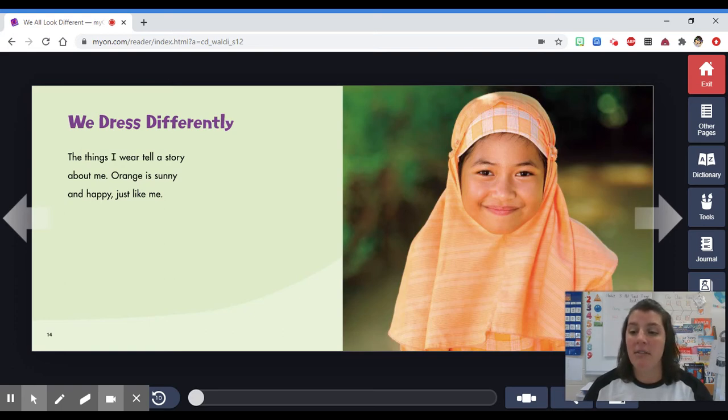People dress in all different sorts of ways and wear different clothing based on their beliefs.